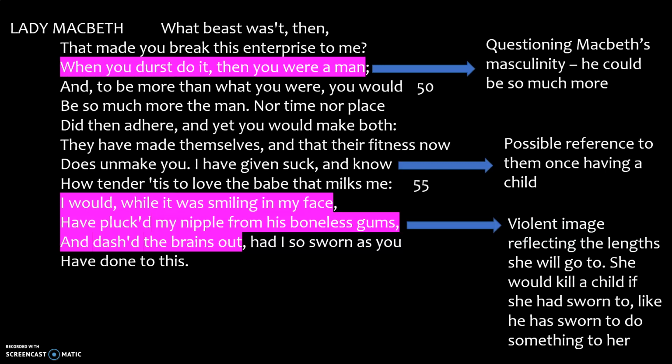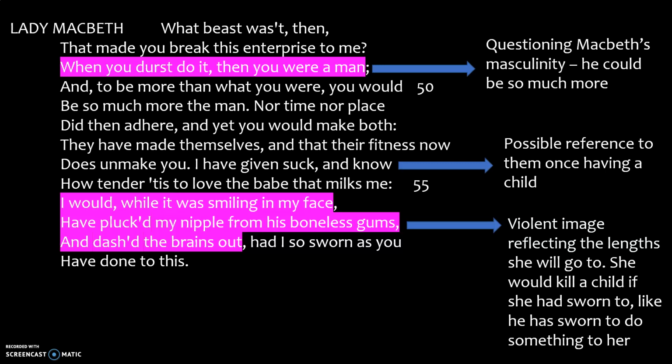She goes on, where are we? Line 54 there. I have given suck and know how tender 'tis to love the babe that milks me. So I think there's a possible reference there to them once having a child, to give suck, basically to breastfeed. I have breastfed and know how tender it is to love the babe that milks me, to show love to the child. But then she goes on to say this, which is properly twisted, and it's in pink there, so it's well worth quoting.